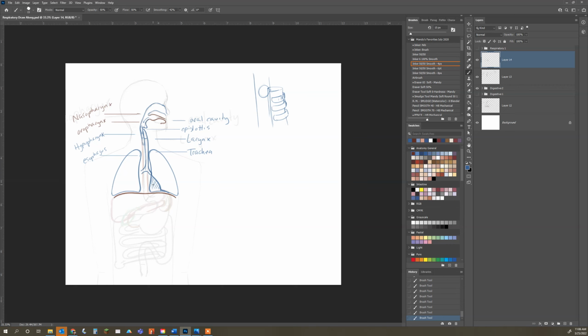And then each lung has various lobes. The right lung, again, not our right as we're drawing, but the patient's right, has three lobes: the superior, the middle, and the inferior lobe. And the left lung has just two lobes: the superior and the inferior lobe.